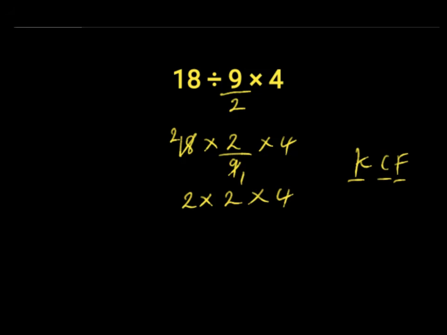Now we are going to work from our left to our right. 2 times 2 will give us 4. Then we have 4 times 4. 4 times 4 is equal to 16. 16 is the right answer to this question.